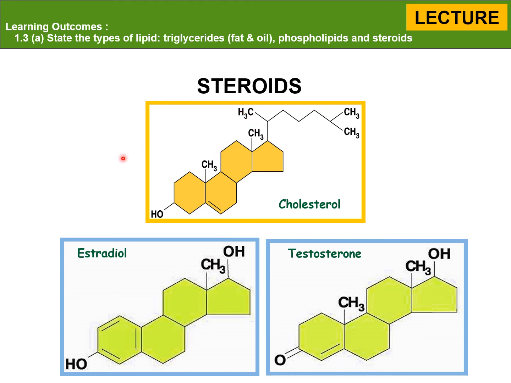Another example of steroid is estradiol. Estradiol is also known as estrogen. Estradiol and testosterone are examples of sex hormones.